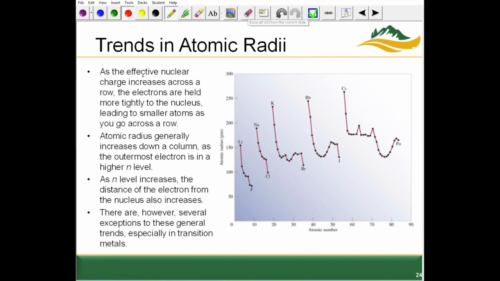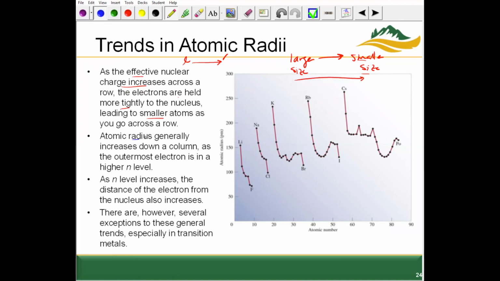And so as mentioned, some additional context here: as the effective nuclear charge increases across a row, so this direction, the electrons are held more tightly to the nucleus, leading to smaller atoms as we go across a row from left to right. So smaller size atoms as we go from left to right.